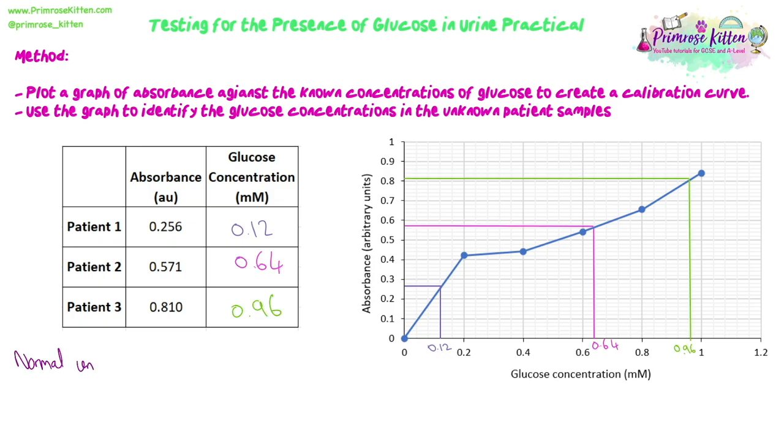Right, so those are our results. So what conclusions can we make from this? Because obviously the whole point of this practical is to practice doing the serial dilution, practice using a colorimeter, but then also using a calibration curve to find concentrations of unknown samples.